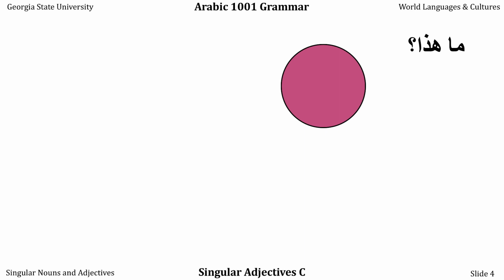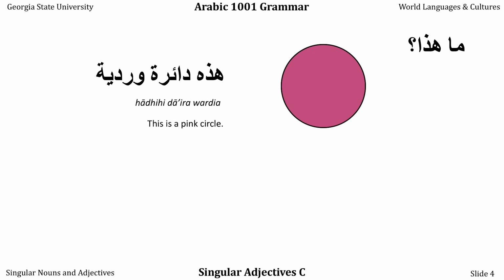Now let's color these squares. Ma hadha, and our answer is hadihi da'ira wardiya. Wardi is our word for pink. Here it is indefinite, just like da'ira. It is also feminine, just like da'ira. We add ta marbuta to the adjective wardi to make it mu'annath or feminine. And this means this is a pink circle. Not perhaps your most urgent communicative need, but fun to use in class, and it works like every other adjective.